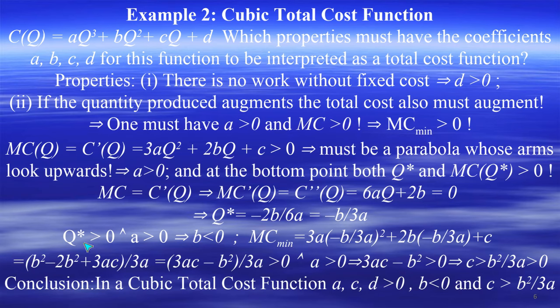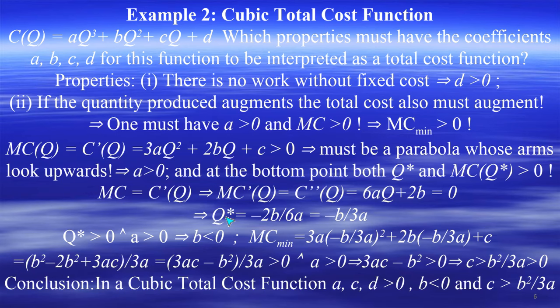So this Q star should be positive. We cannot have a negative quantity, so this Q star should be positive. And A must be positive as well, because the parabola should look upwards. So if A is positive, 3 is positive, their product is positive, and there is a minus here. If 3A is positive, in order for Q star to be positive, minus B should be positive as well. The numerator should be positive.